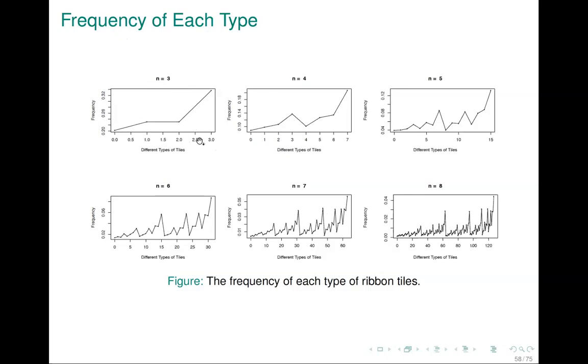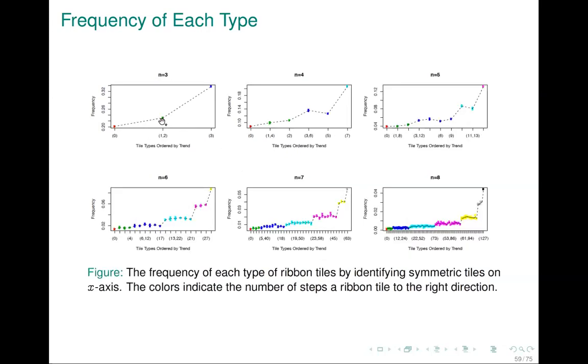Okay. So next, in the next picture, I identify these two types of symmetric tiles, and it gives us this picture. For example, here I identify those two, and they almost overlap with each other. In this picture, we see the trend to the right more clearly. What does it mean that it's to the right? To the right means, for example, here is a horizontal tile. You have more horizontal tiles compared to vertical ones, more horizontal steps. And the color means how many steps you go to the right for the tile.